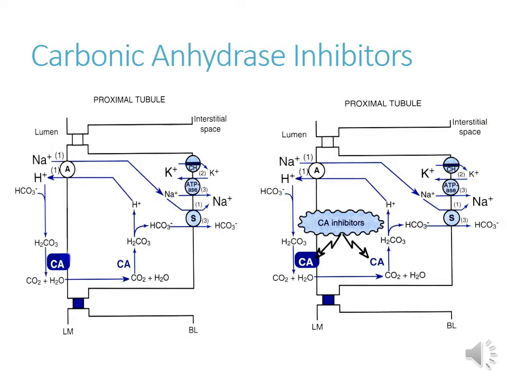So you see that transporter there. When you have something like acetazolamide on board, you're inhibiting that process, and so all the bicarbonate will end up staying out within the lumen, where it can be excreted.